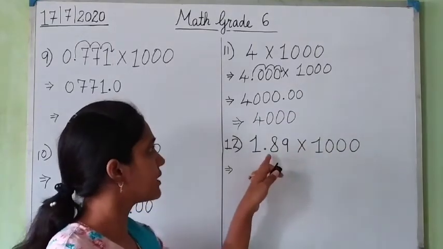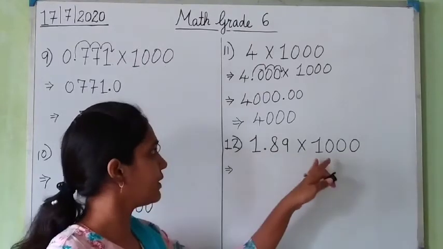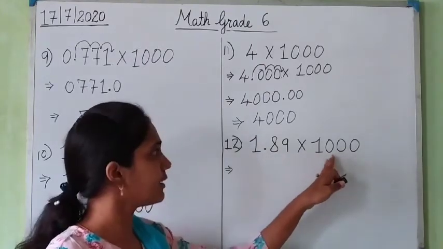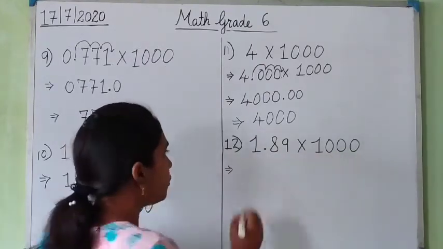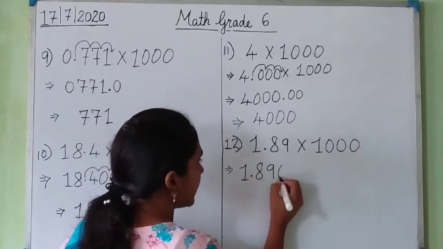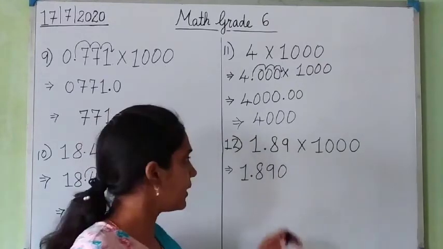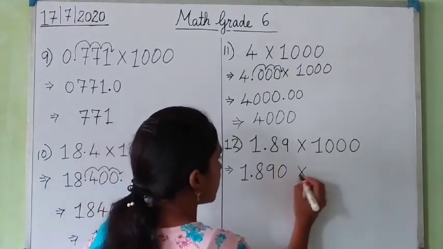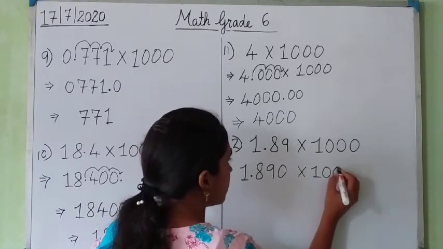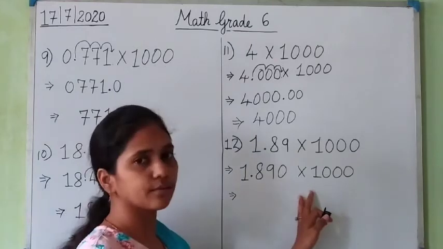Now the next number is 1.89 into 1000. So here we can see how many digits are there after the decimal point. There are only 2 digits, but we need 3 digits. Why? Because there are 3 zeros here. So what we do, we put 0 after 89. We put 1 zero. Why? Because we need 3 digits.